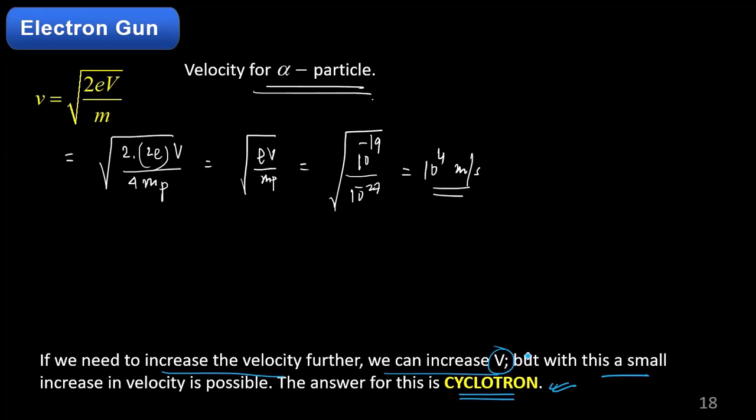Why is it essential? Because in order to do some kind of experiment in nuclear physics, we need charged particles which should move with a very high speed. So in order to get those high-speed charged particles, I should go for an instrument known as the cyclotron. Now how does the cyclotron look?